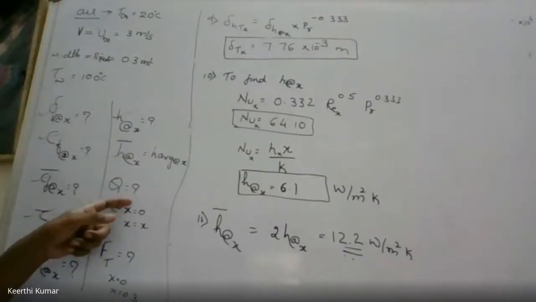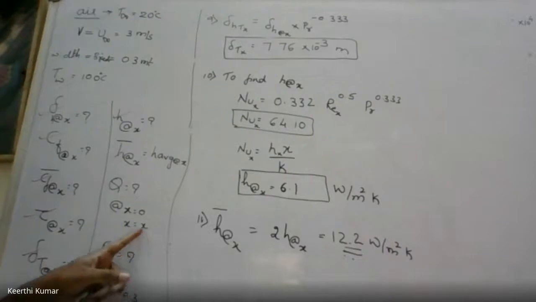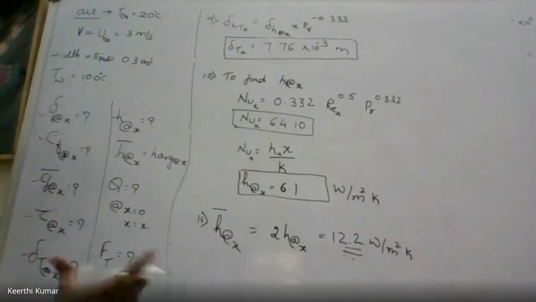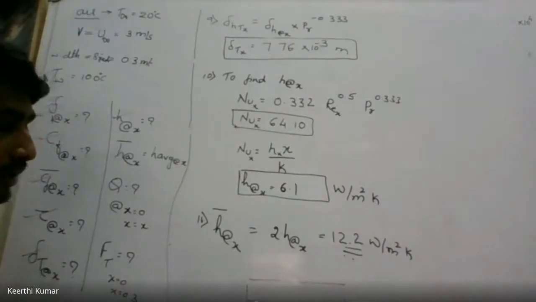Yes, sir. Okay. Next we'll go for Q. He is asking Q at x is equal to 0 to x is equal to x. That means what is the value of heat transfer? What is the length of the plate? Length of the plate was L. It was bigger. See, I'll draw the plate once again just for explaining. This is the length of the plate.